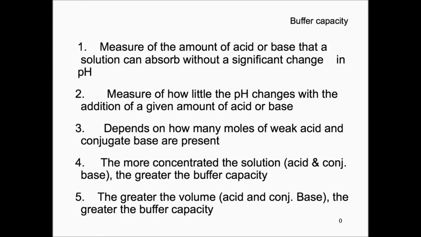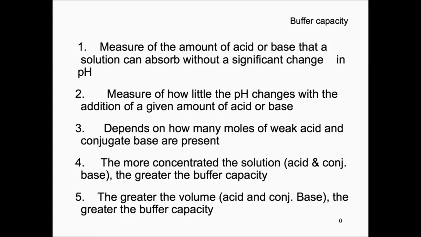One can say that the relative amounts of the acid and the conjugate base that you have, and the absolute concentrations of the acid and conjugate base, both of those are important. That means how much of the acid and the base is present in relation to each other, what is the ratio, and also how concentrated those are. In terms of what buffer capacity would measure, it would measure the amount of acid or base that the solution would be able to absorb without a significant change in the pH.